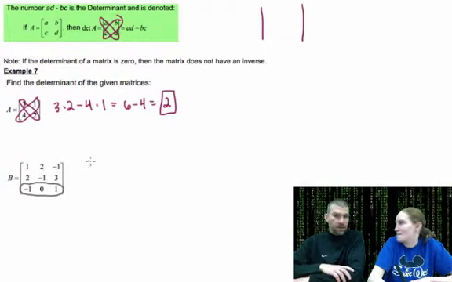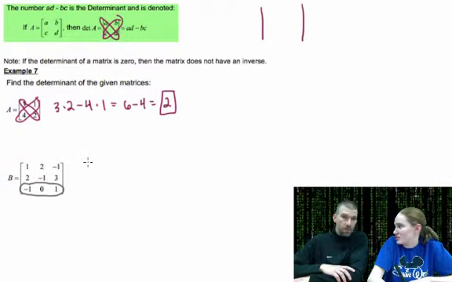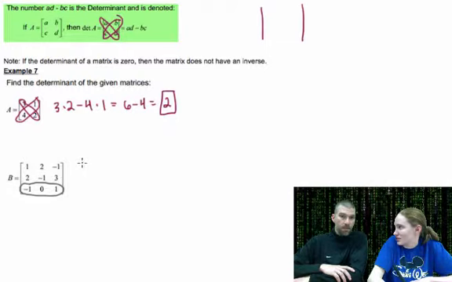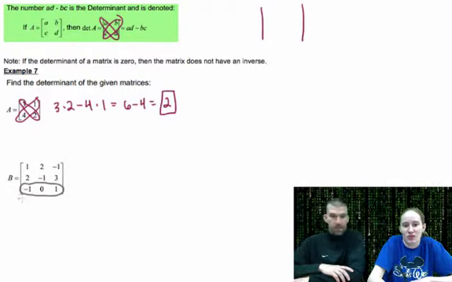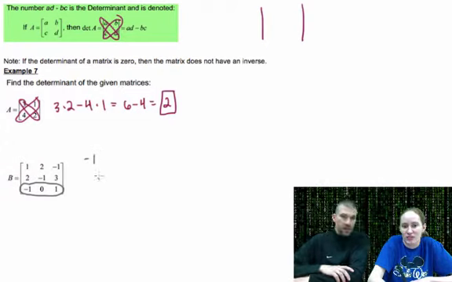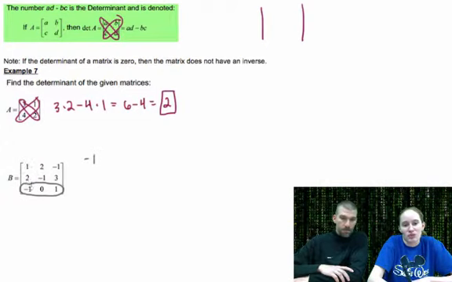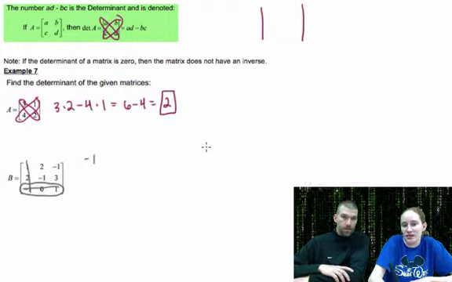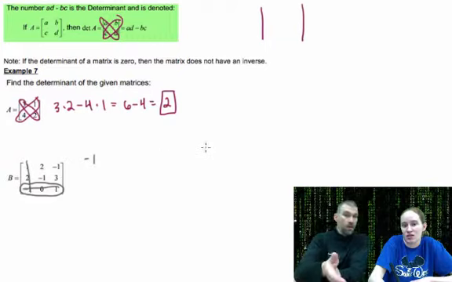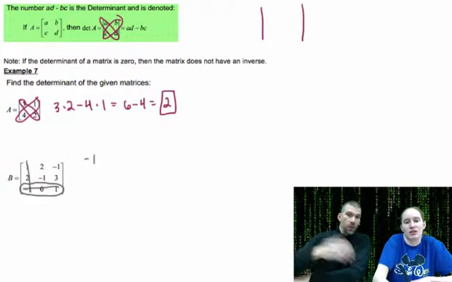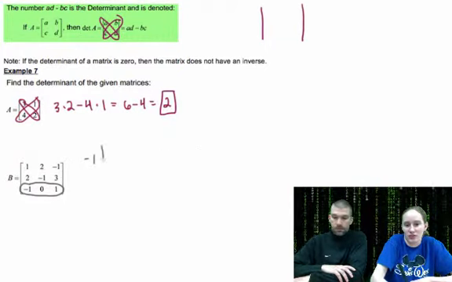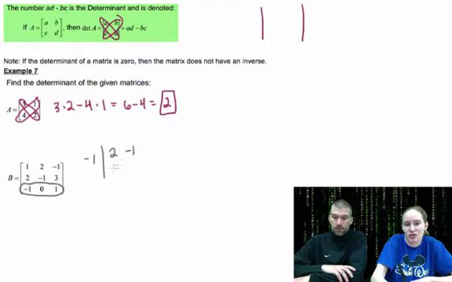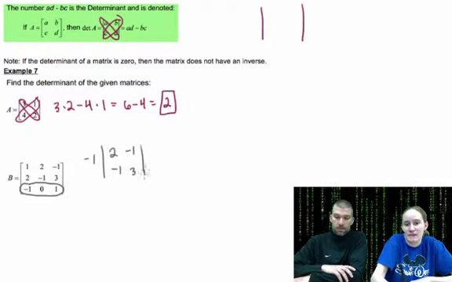Are we finding the determinant or finding an inverse? We're finding the determinant, so I'm doing cofactors. You put -1. And then you think about what the matrix is that doesn't include the row or the column that has that. So you're actually going to work with the matrix 2, -1, -1, 3. I'm going to get rid of those or they'll get in the way. So 2, -1, -1, 3.